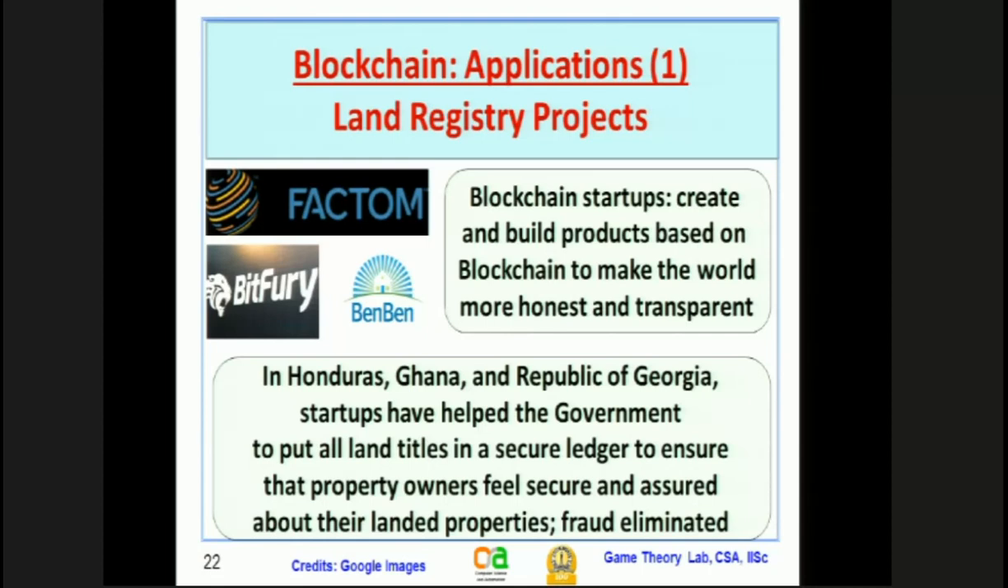So the land registry projects, which we talked about in the beginning, turns out that there are many startups working on this particular problem. And in countries like Honduras, Ghana, and Republic of Georgia, the government has sponsored some of these projects, and all the land titles have been put up in a secure ledger to ensure that property owners feel secure and assured about their landed properties, right? And it turns out that in the last 1 year that this has been operational, land record related fraud has been completely eliminated in these countries.